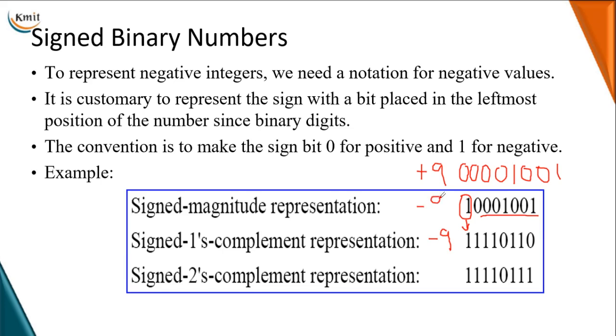This is the minus 9 representation in signed magnitude form. This is the third way of representing the negative number minus 9, in signed twos complement form. The signed twos complement form is obtained from the signed ones complement form by adding 1. So when you compare these two, if I add 1 to the least significant bit, then I obtain 11110111.